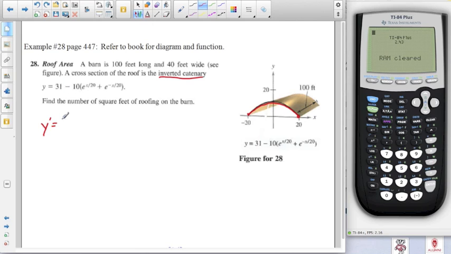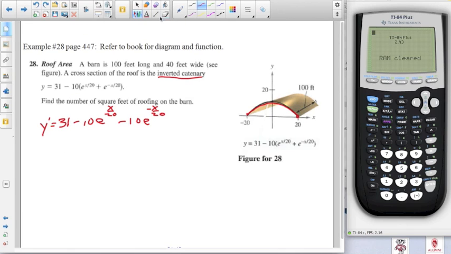So what I'm going to do is rewrite this so we can use the power rule a little easier. So I'm going to distribute the 10. So it's going to be 10e to the x over 20 minus 10e to the minus x over 20. And then we can go ahead and take the derivative of that. So let me just correct myself here. This is the function, it's not the derivative yet. So that's just the function.